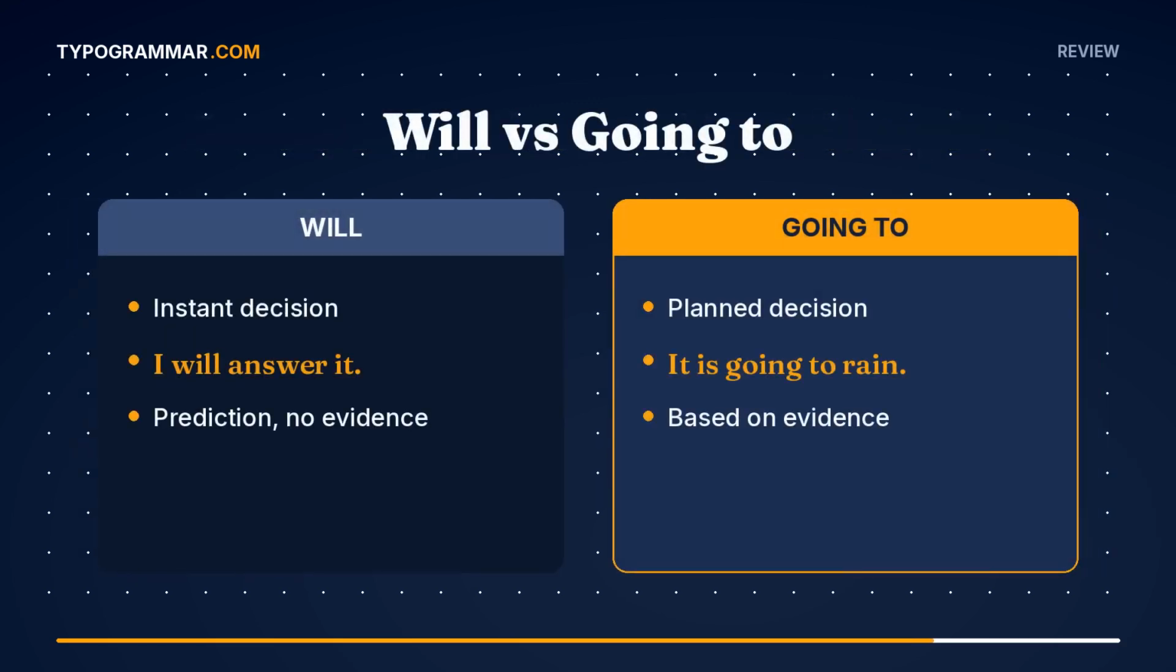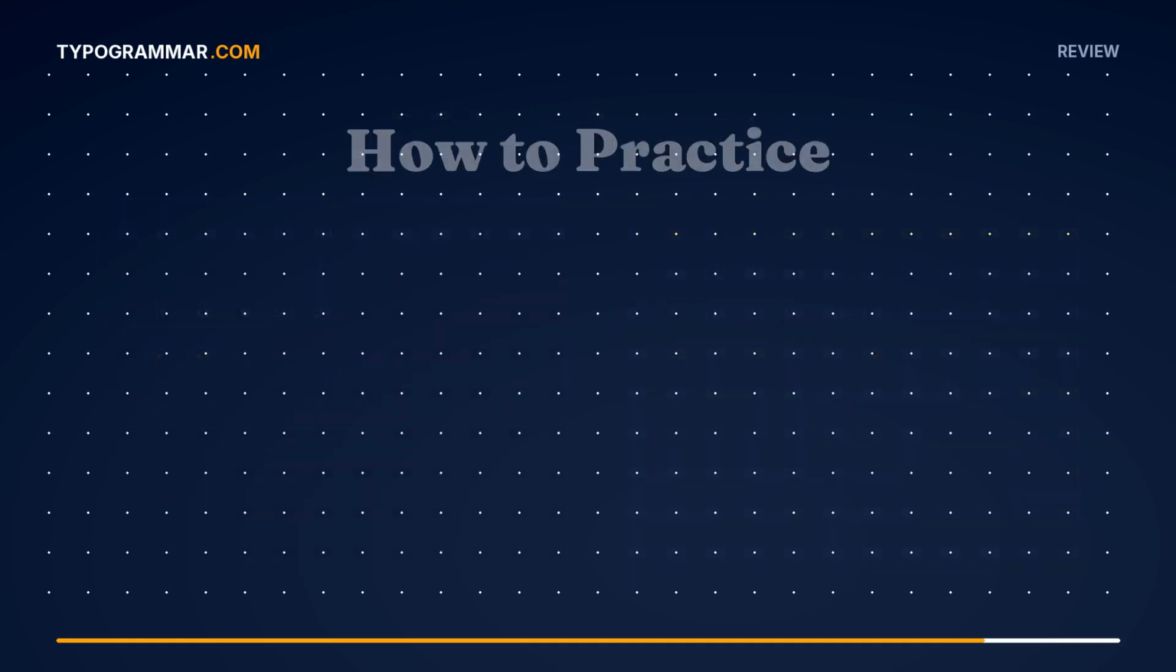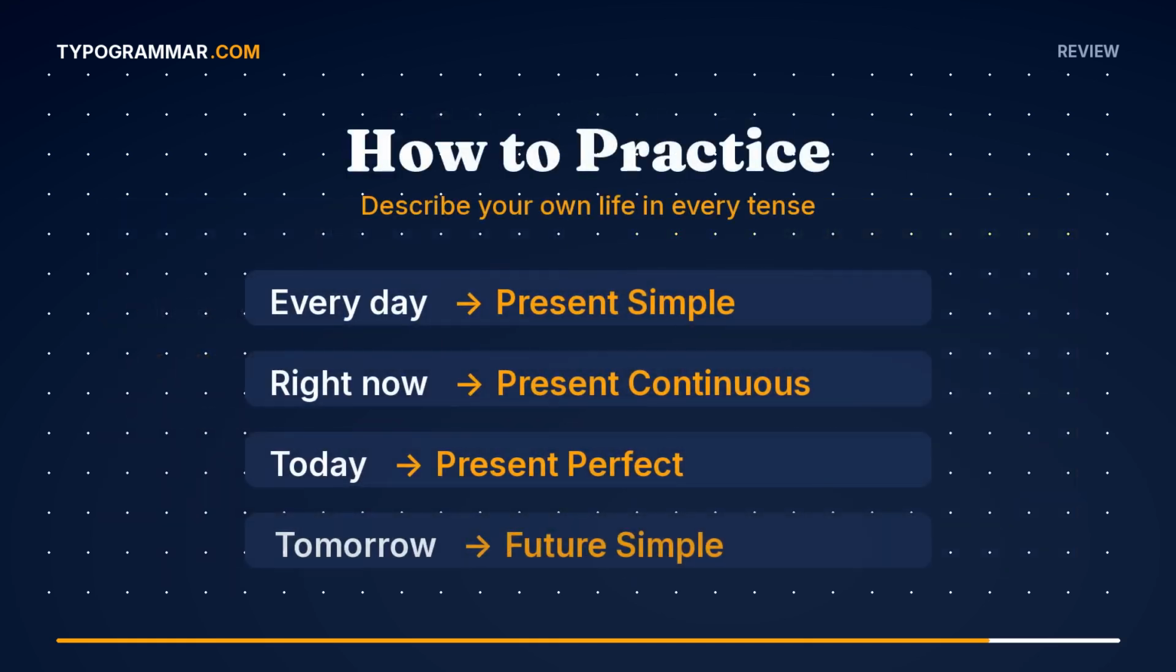Here is one more useful comparison. Will versus going to, when we talk about the future. Use will for instant decisions and for predictions with no present evidence. The phone is ringing. I will answer it. Use going to for plans you already decided and for predictions based on what you can see right now. Look at those dark clouds. It is going to rain. Both describe the future, but will feels spontaneous, while going to feels planned or based on evidence.